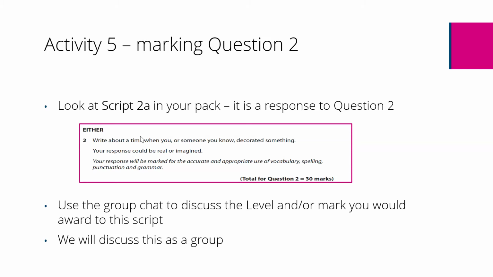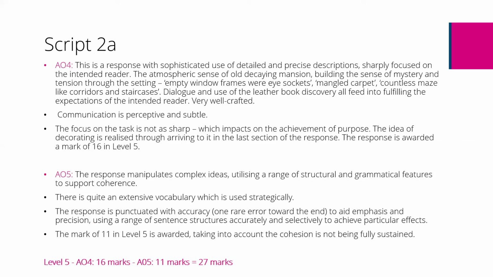I hope I've given you enough time just to have a glance through that one. It's got 16 plus 11, so very, very good marks indeed. It's a sophisticated response. There are some really nice ways of building tension, describing setting in this response. It's perceptive and subtle. And why did it not get 18 rather than 16 for that AO5 mark? Well, it's about the focus on the task. Obviously, you'll have lots of time to look at this in your departments after today's training. We've just got a lot of material for you today, but hopefully it's all good and relevant material. It manipulates complex ideas, and got 11 out of 12 for the AO5. Nice use of vocabulary here, punctuated more or less with accuracy. Cohesion not fully sustained, which gives it 11 out of the 12 potential marks. But a very nice response.